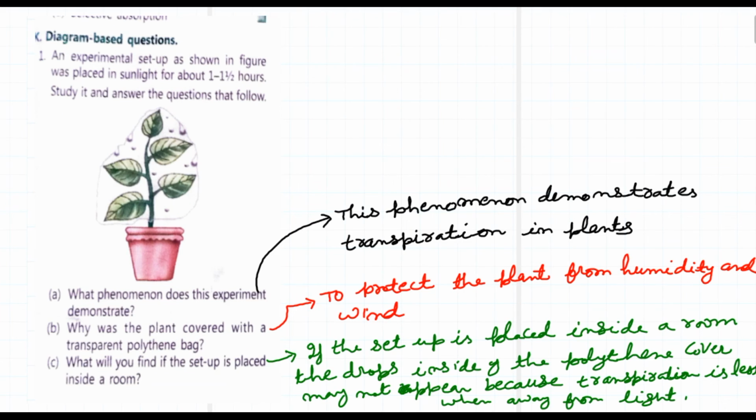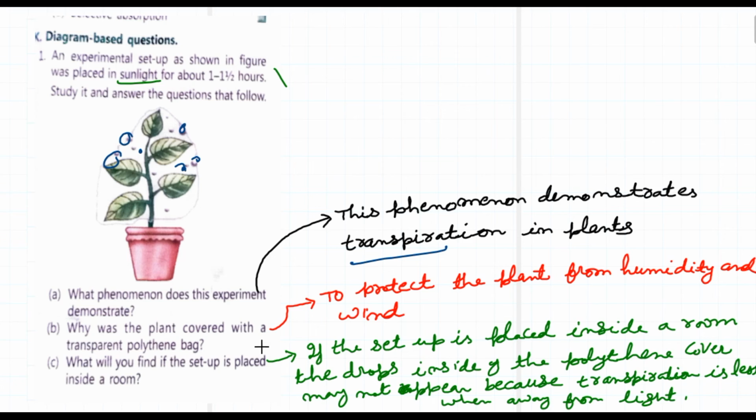Next page. Now we will move on to diagram based questions. An experimental setup is shown in the figure, placed in sunlight for 1.5 hours. Study the diagram and answer the questions that follow. So this is a plant covered with a polythene bag and put up in the sunlight, right. What phenomenon does this experiment demonstrate? Here we are seeing droplets of water, which reflects the phenomenon of transpiration in plants.